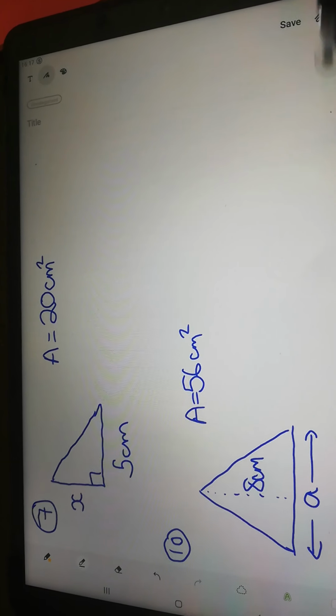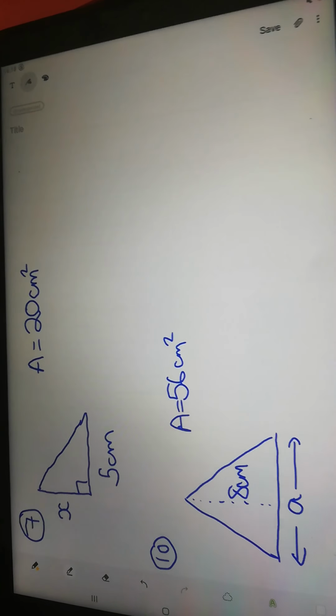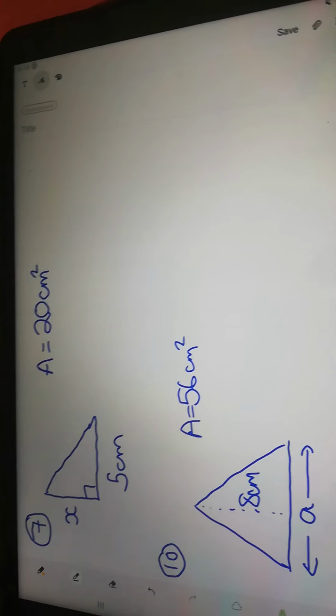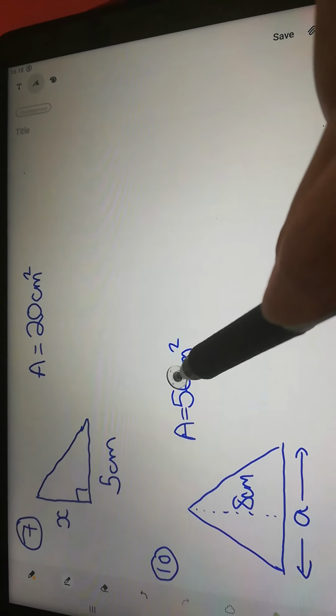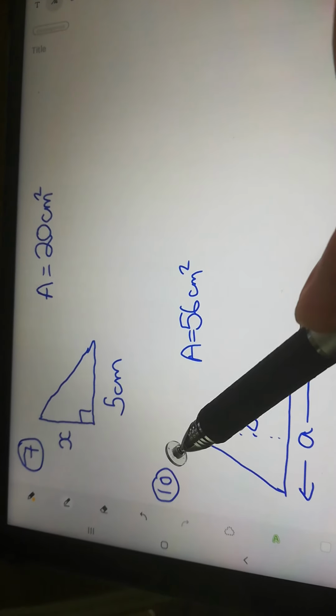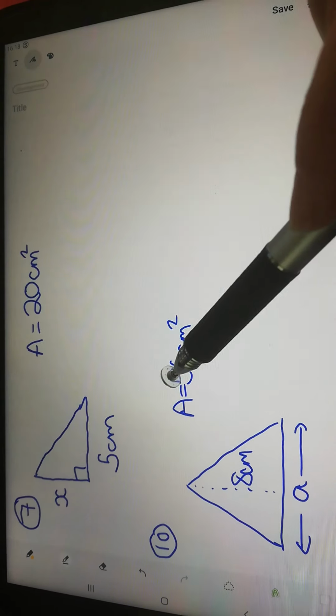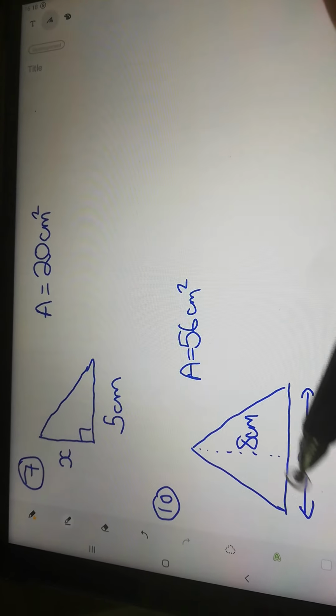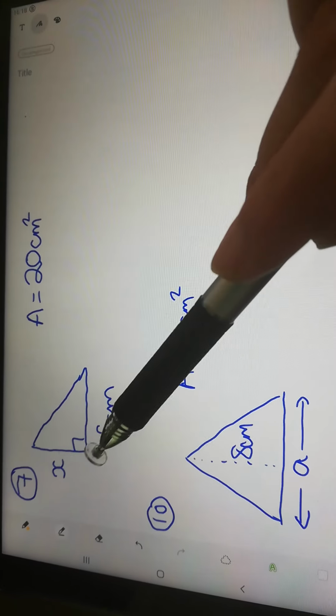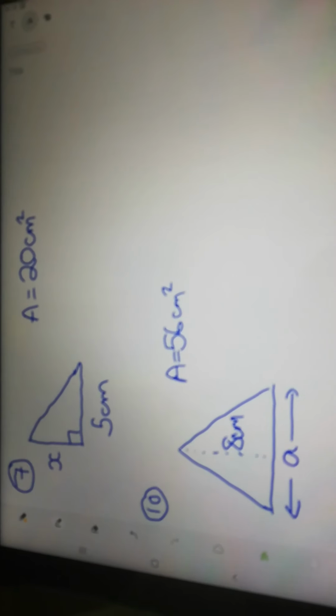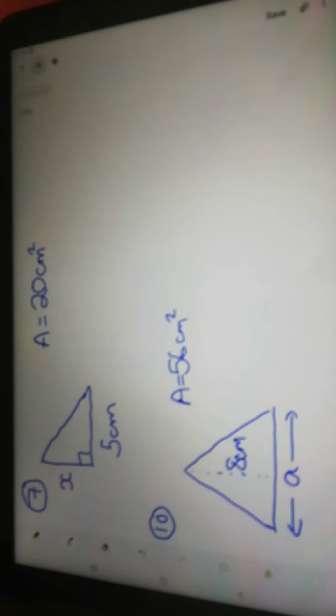Okay, so questions 7, 8, 9 and 10 are all dealing with this working backwards idea. So we've been given the areas of the triangle, so we're going to look at 7 and 10 together, and that should help you with 8 and 9. You've been given the areas and you're going to use it to help you work out a missing either the height or the base. It doesn't really matter, it's going to be the same method each time.